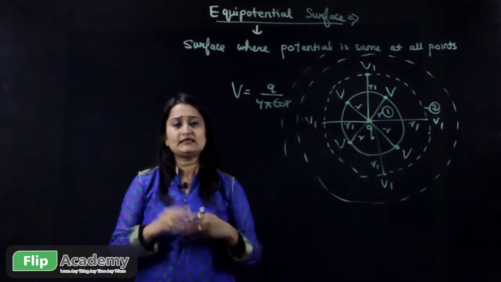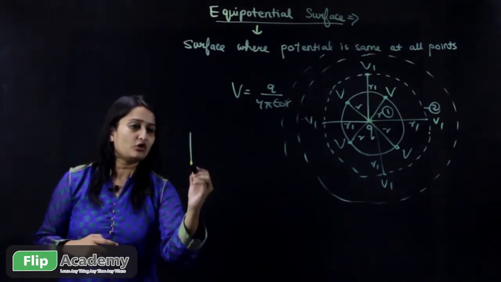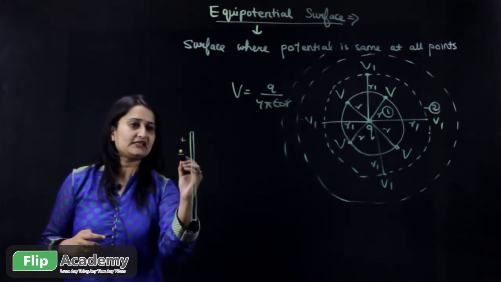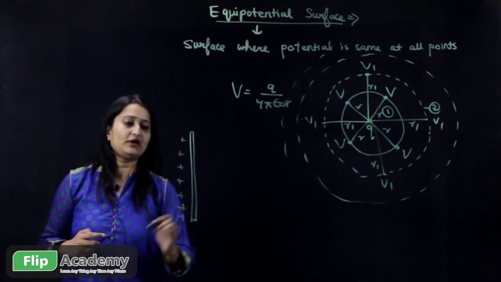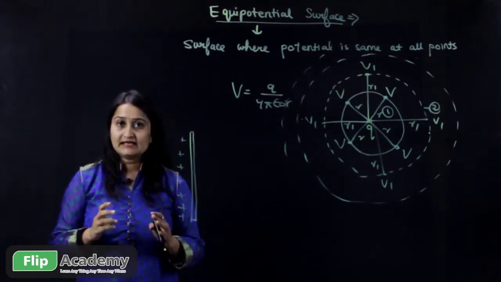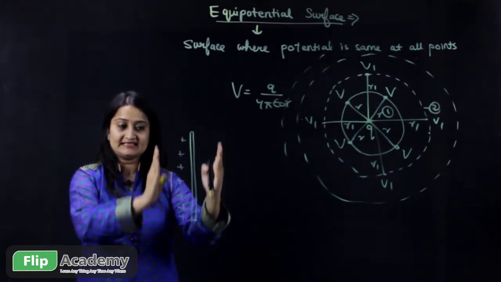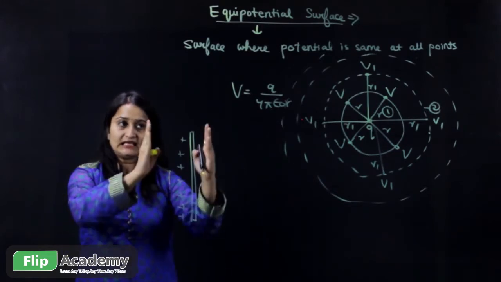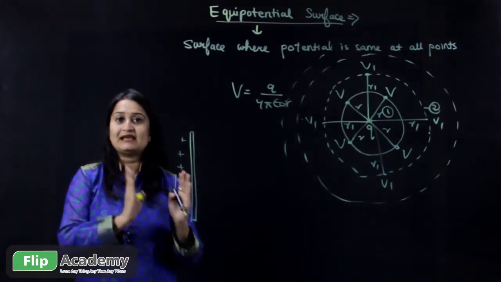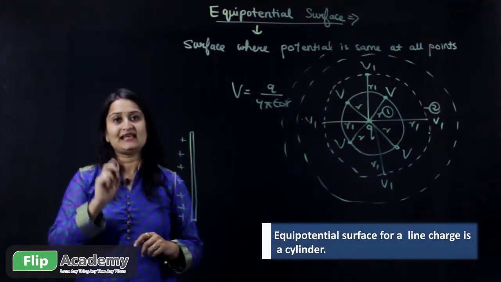Now, let us consider the case when there is a line charge. Suppose this is a line charge, a line that consists of charge at various points. For this line charge, what is the equipotential surface? I am talking about such a surface that if we place it encircling this line charge, then at all points you will get the same electric potential. So in this condition, it will be a cylinder.